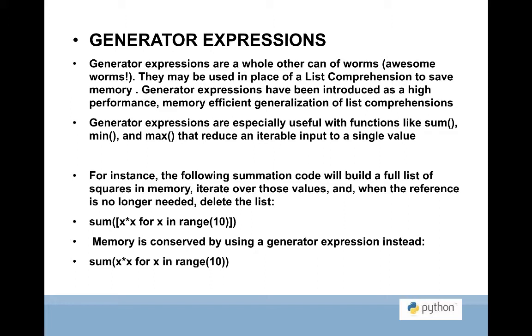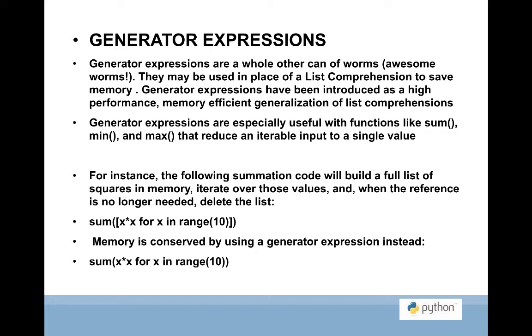So basically, these have been introduced as a high performance and memory efficient generalization of list comprehensions. Especially they are useful with functions like sum, minimum, or maximum that finally reduce an iterable input to a single value. For example, however long a list we might have, sum will be a single value, minimum will be a single value, max will be a single value. In that case, generator expressions are very useful.